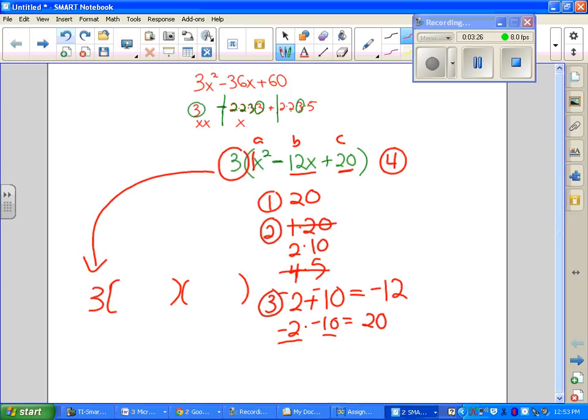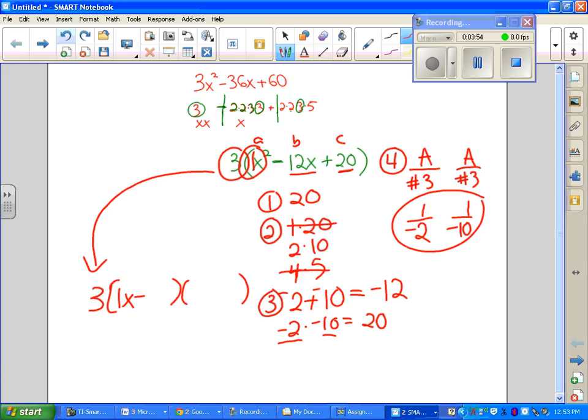We make our fractions. A over number 3 and A over number 3. A is 1. We get that from here, the number in front of the x. Our first number 3 is negative 2, and our second number 3 is negative 10. There's my fractions. Last thing I have to do is put it in my parentheses that we set up earlier. So when you're asked to factor 3x squared minus 36x plus 60, you do all the steps and you'll get this as your answer.